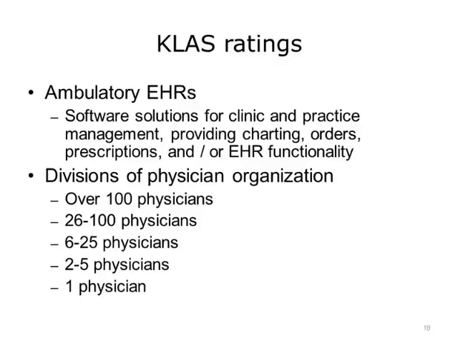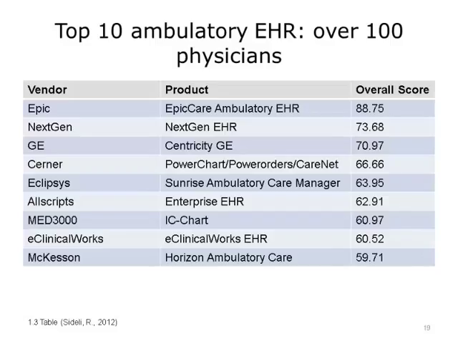So let's now look at top 10 ambulatory EHRs in the over 100 physician category. You'll notice several similar vendors: Epic, GE, Cerner, Eclipsys, McKesson are on the list. And in the second and the ninth place are two vendors that didn't appear in the inpatient EHR listings: NextGen and eClinicalWorks. That's because these companies only sell ambulatory EHR products.